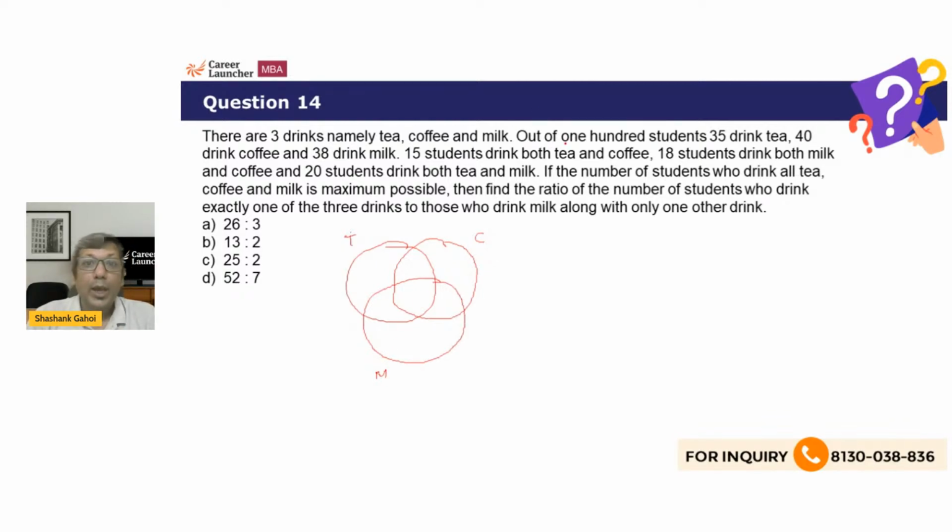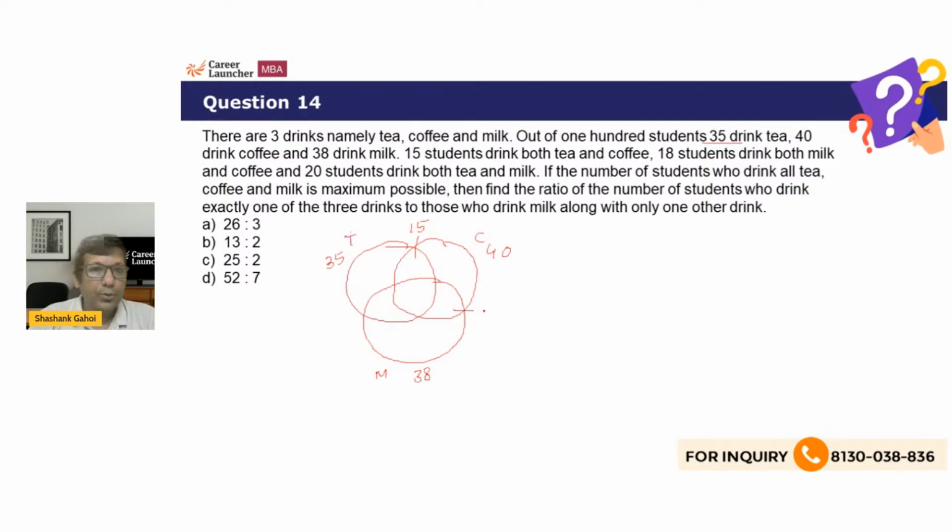Out of 100 students, so the total data set is 100. 35 drink tea, so tea is 35. 40 drink coffee, so this is 40. 38 drink milk, so this is 38. 15 students drink tea and coffee, so this is 15. 18 drink both milk and coffee.